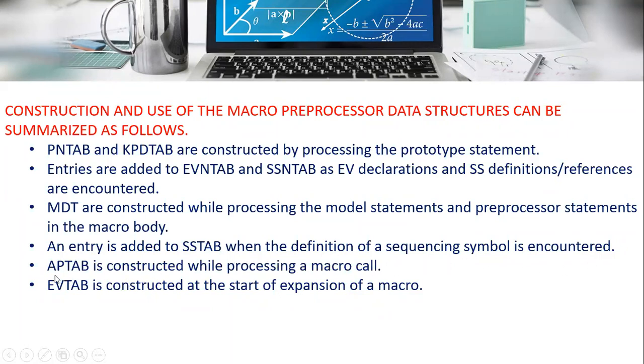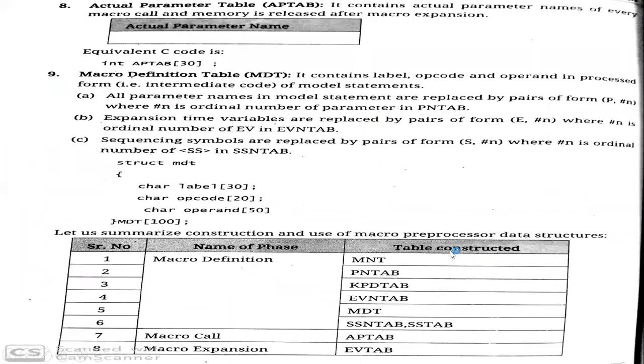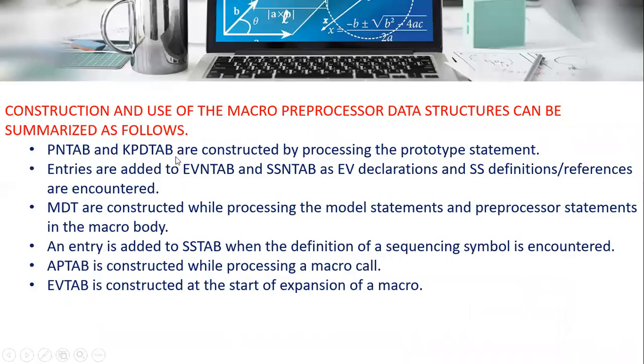Okay, next, AP tab, the actual parameter table, is constructed while processing the macro call. Then the expansion variable table is constructed at the start of the expansion of a macro. That is, this particular summary can be considered in statement form. Okay, this is nothing but the complete summary for the macro preprocessor data structure designing.